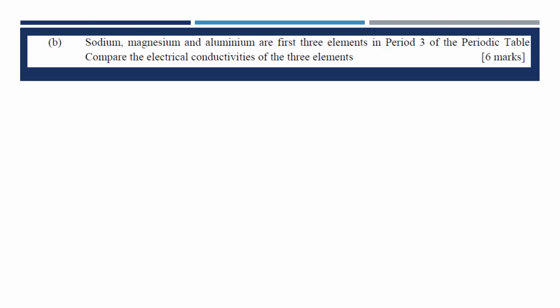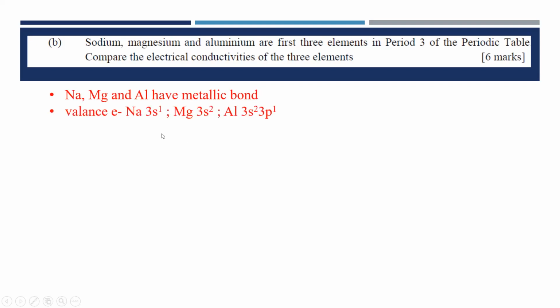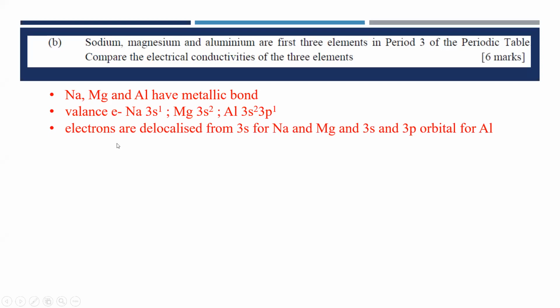Okay, as I always remind you all, you must try your best to first define whatever statement is given to you first. Since this is an essay question, you might want to write more. So in here, you have to mention that sodium, magnesium, aluminium have metallic bond. Since the valence electron of sodium is 3s1, magnesium is 3s2, while aluminium is 3s2, 3p1. Okay, so the electrons are delocalized from 3s for Na and Mg, and 3s and 3p for aluminium.